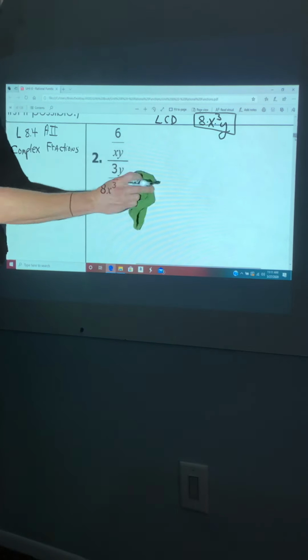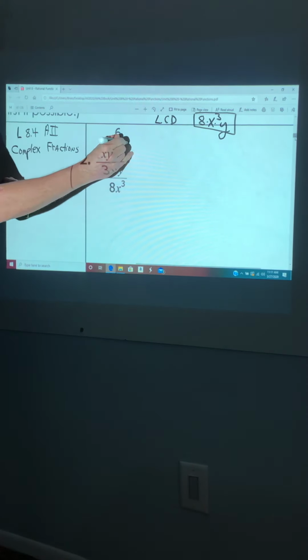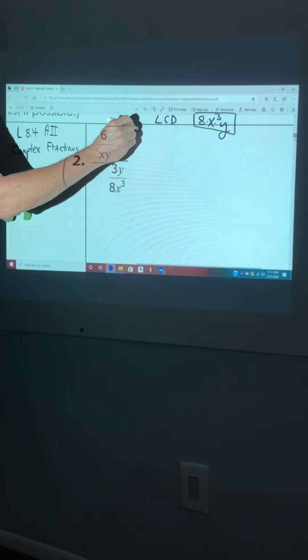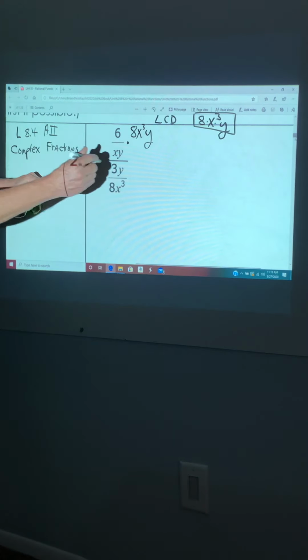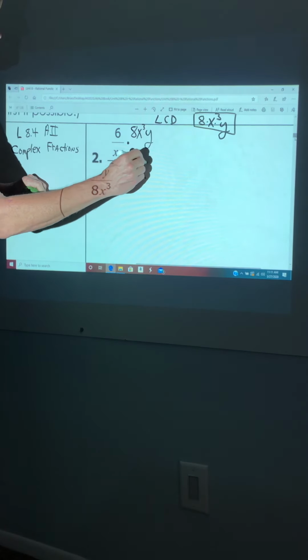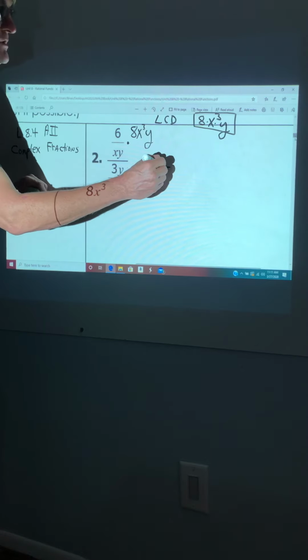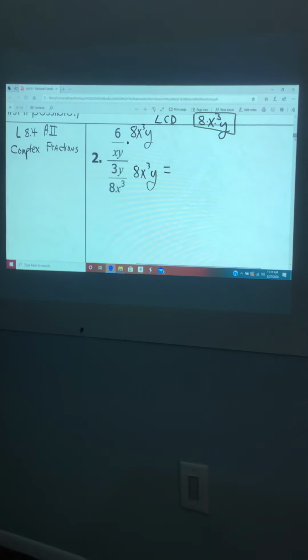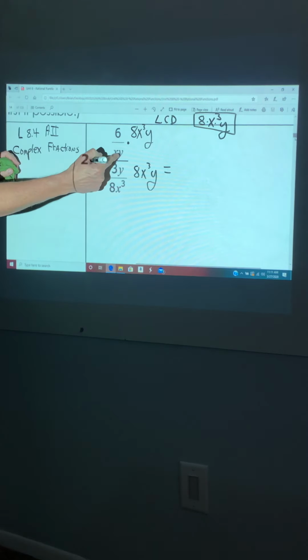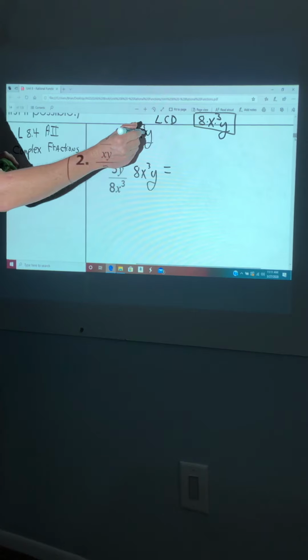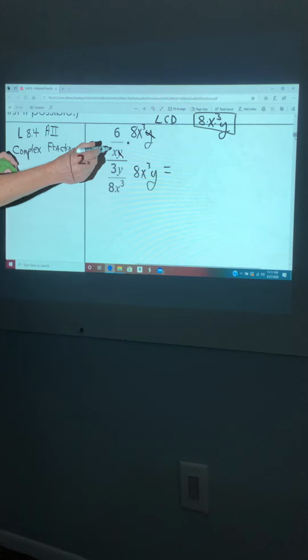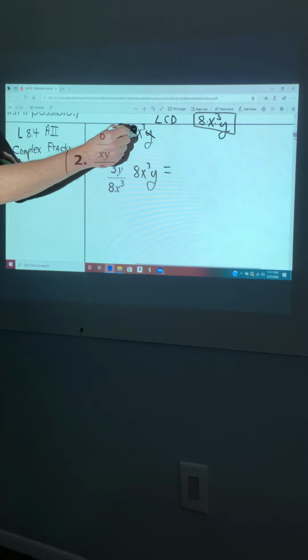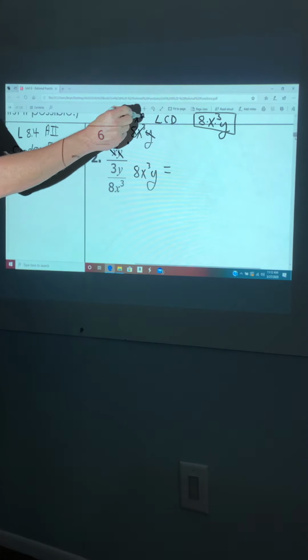Okay, once you have the LCD, all you're going to do is multiply the top fraction by 8x cubed y. If you multiply the numerator, then you've got to also multiply the denominator. And the good news is we're going to do the cancel game again, okay? We're going to cancel things out first to make life easier. So see, this factor of y cancels with that factor of y. And remember, when you have same bases and you're dividing, you're going to subtract. So this is going to cancel, and now you're left with x squared, okay?